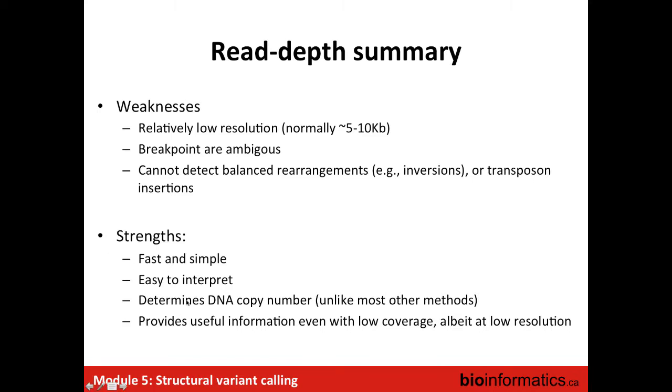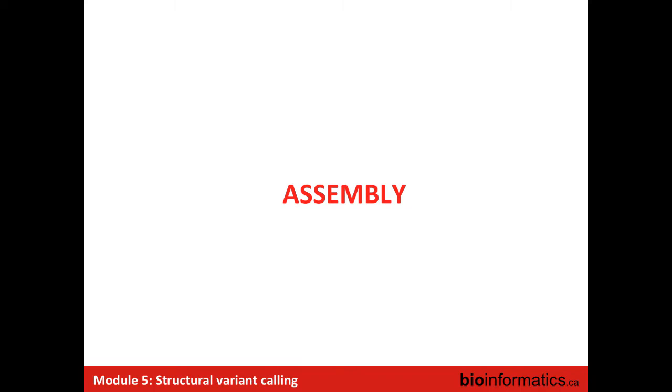It also determines the copy number, so it really can tell you how many copies you have. And with new methods, you can also get information in repeated regions and low coverage regions. The last approach you can use to do SV structural variant detection is assembly.